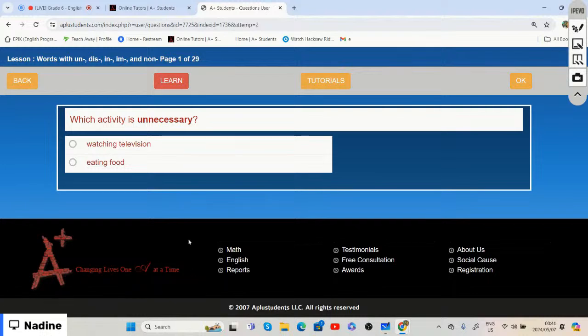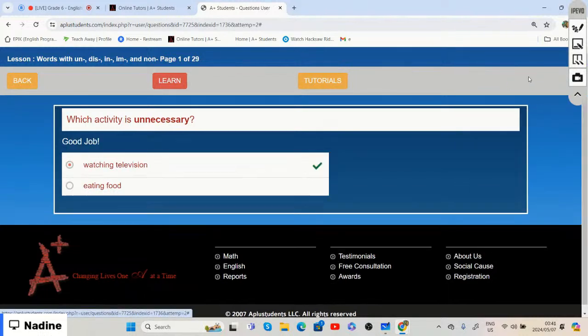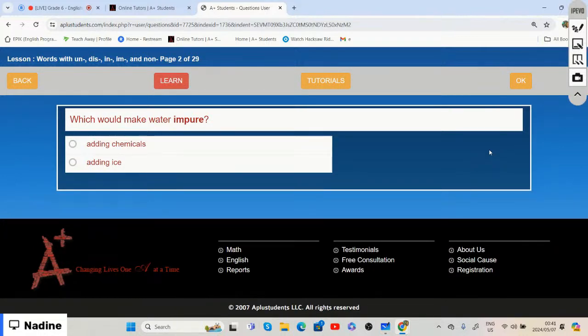All right. So, an activity that is unnecessary. I think let's choose option one, television. I honestly wouldn't think that watching television is unnecessary. I think too much of something is unnecessary. So, watching television can be good, but too much of watching television might be unnecessary and bad. So, option one is correct. Well done.